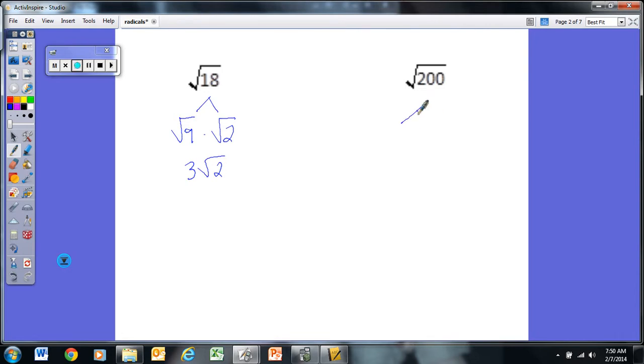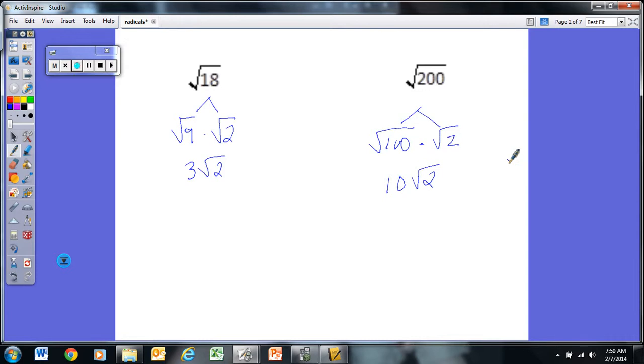So for instance, here we would say, what's the biggest perfect square that goes into 200? The biggest perfect square that goes into 200 is 100. So we would write the square root of 100 times the square root of 2, because remember, if you multiply the numbers under the square root, you get what you started with. Square root of 100 is 10, so your answer would be 10 root 2.